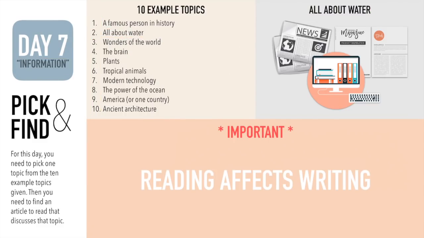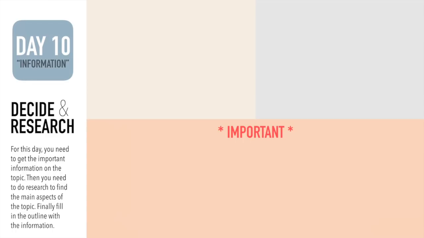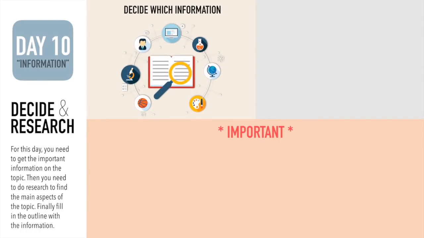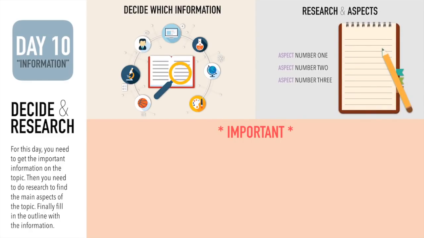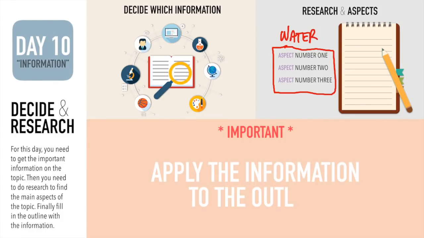So we're going to skip to day number 10. Remember, day 8 and 9 are the same as the previous week. So decide and research. For this day, you need to get the important information on the topic. Remember, we chose all about water. Then you need to do research to find the main aspects of the topic. Finally, you're going to fill in the outline with that information. So I chose water, so I'm going to be looking for aspects of water, okay? I'm looking for aspects of water. And the important thing you need to remember is to apply this information to the outline.